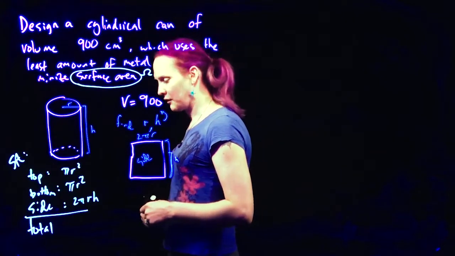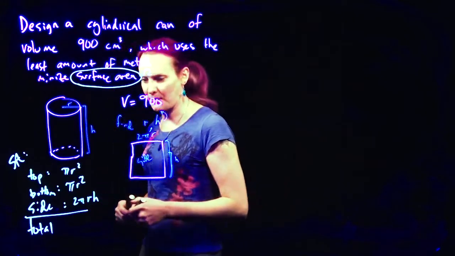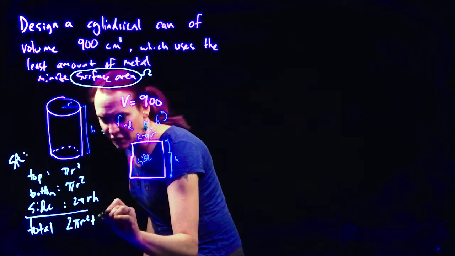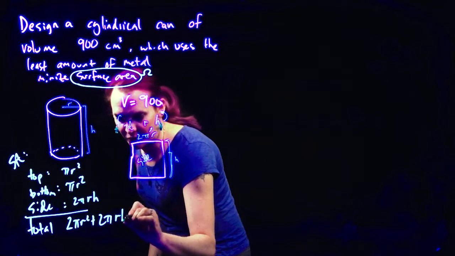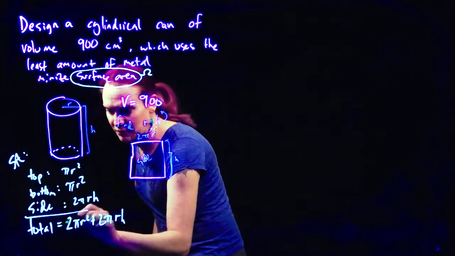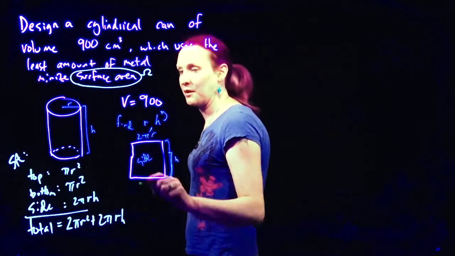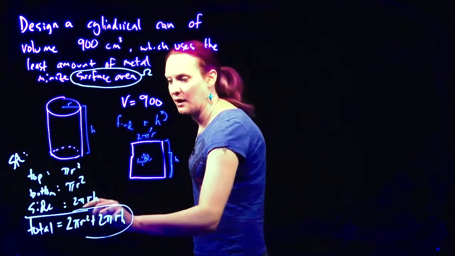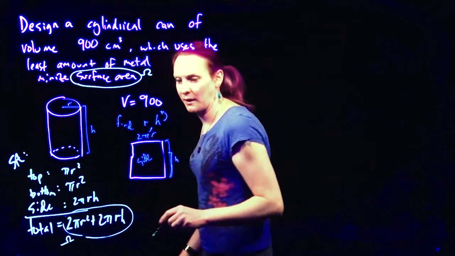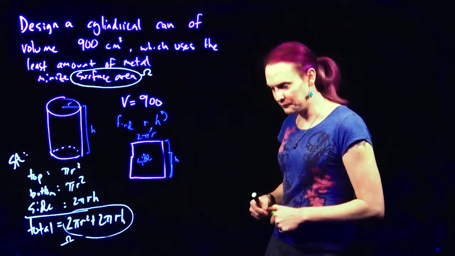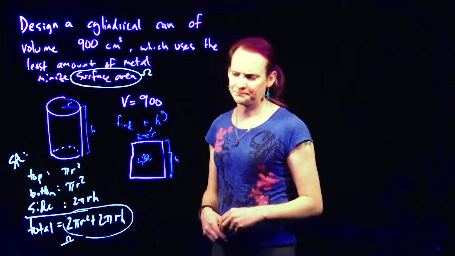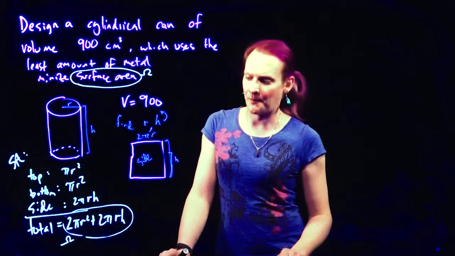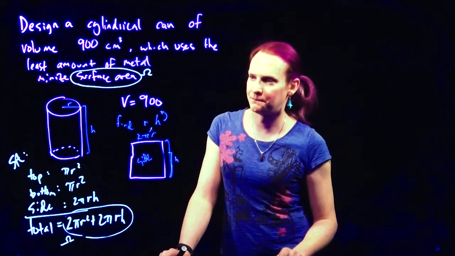And so the sum of these things, I've got the top, the bottom, and the side. I've got 2 pi r squared plus 2 pi times r times h. And this is what I'm going to minimize. This right here is the surface area. This is my function, omega. There's a problem. Omega has multiple variables. Omega depends on r and h.